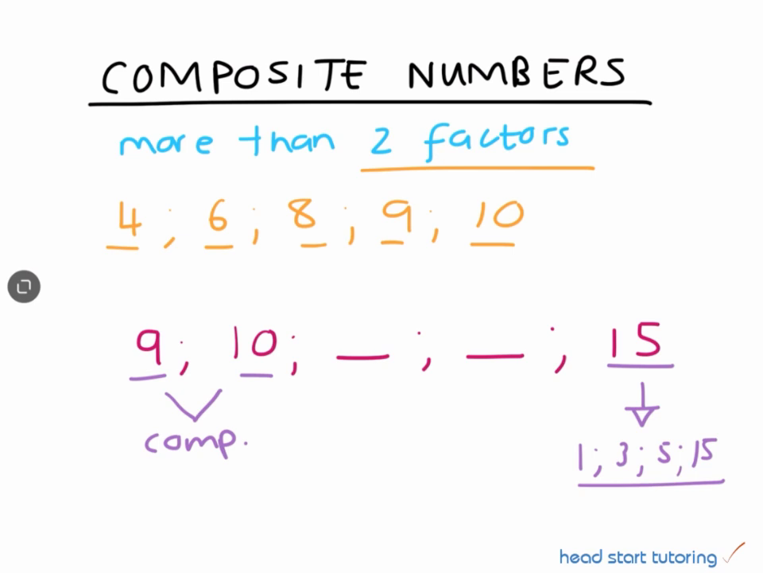So let's see whether there are only 2 composite numbers in between 10 and 15. So 10, 11 is not a composite number, 12 is a composite number, 13 is not a composite number, 14 is a composite number, and our next composite number is 15, so that works out well.